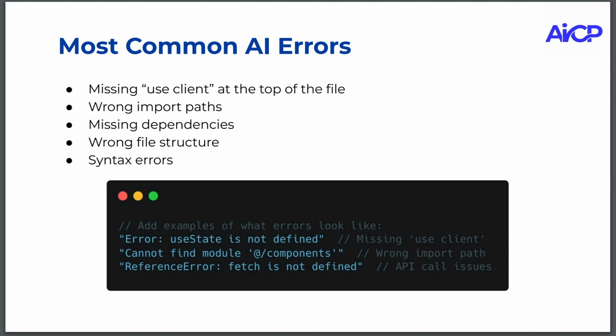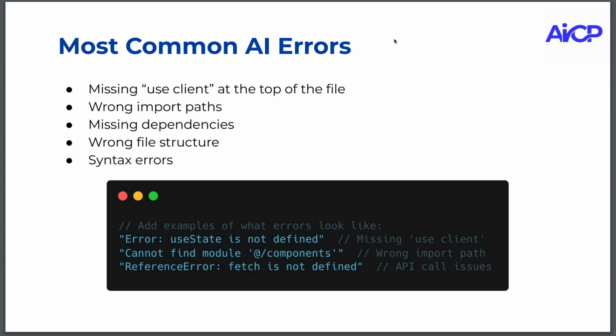So the first most common AI error is that it's missing the use client at the top of the file. So again, you need this if you're using hooks or React events, which we learned we needed. This is an easy fix, but obviously if you don't have this background knowledge, you could spend possibly even hours just spinning your wheels, wondering why your files aren't working.